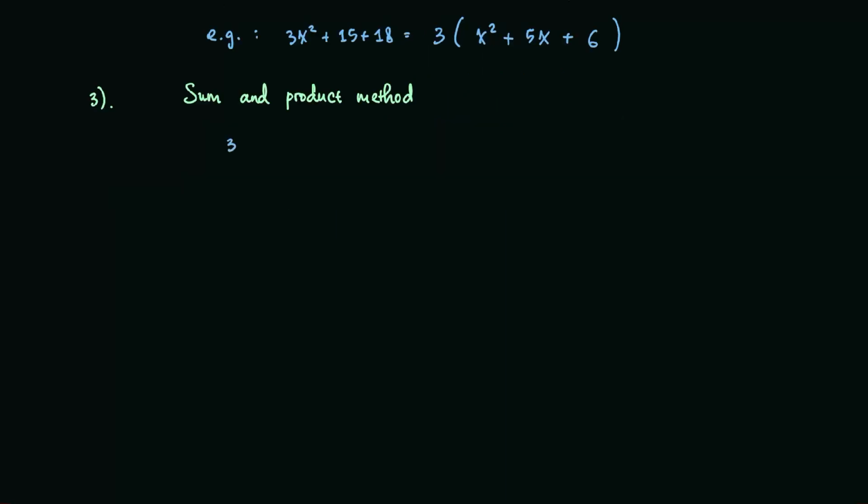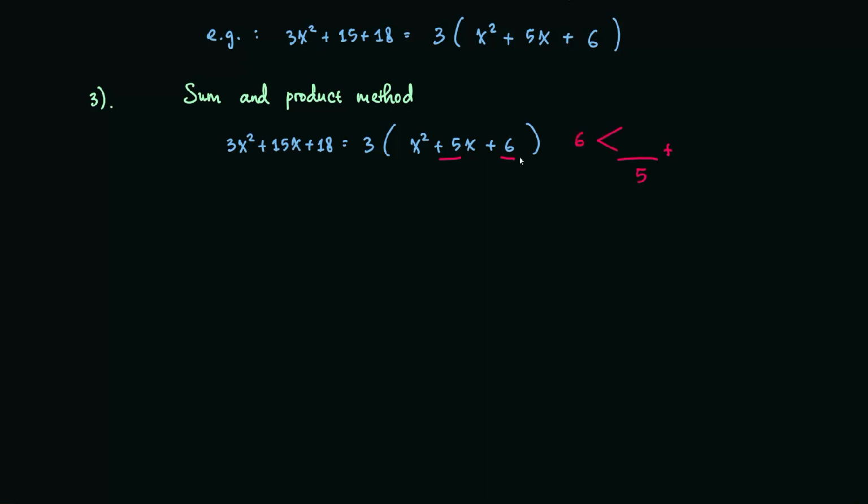When we have this 3x squared plus 15x plus 18, and you have factorized the 3, what you want to do is look at the coefficient of your x and the constant term. You want to find two numbers that, if you add them up, give the coefficient of my x term, which is 5, but if you multiply them, the result has to be the constant term, which is 6.